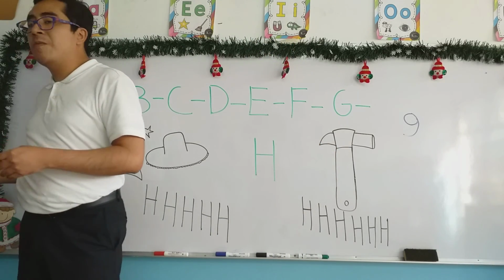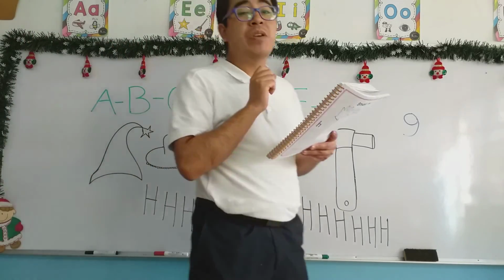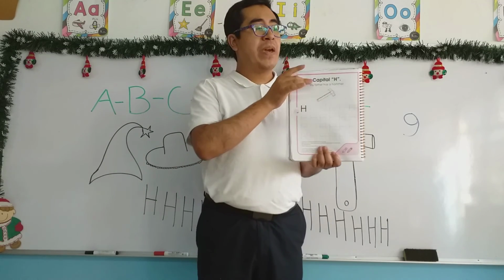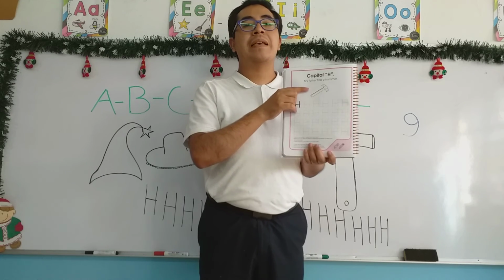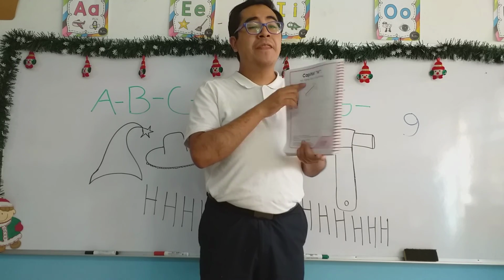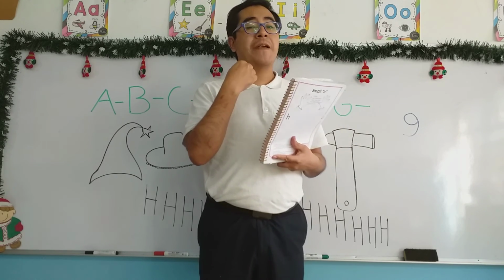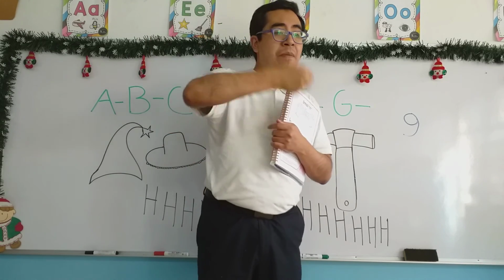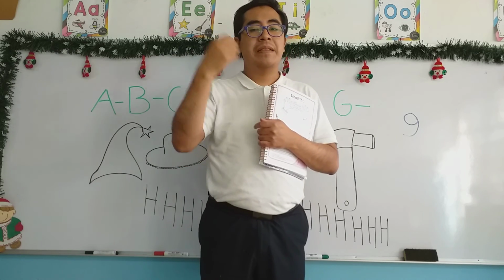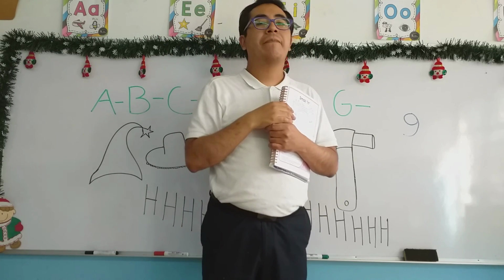The teacher Jacob, I'm sorry, I forgot to mention it, that on top of the page, we have a small sentence, tenemos una pequeña oración. It says, dice, my father has a hammer. Mi papá tiene un martillo.